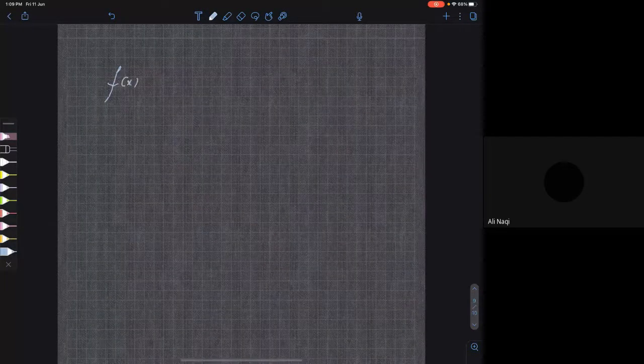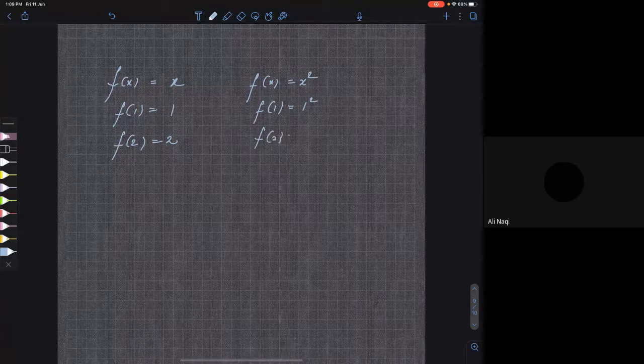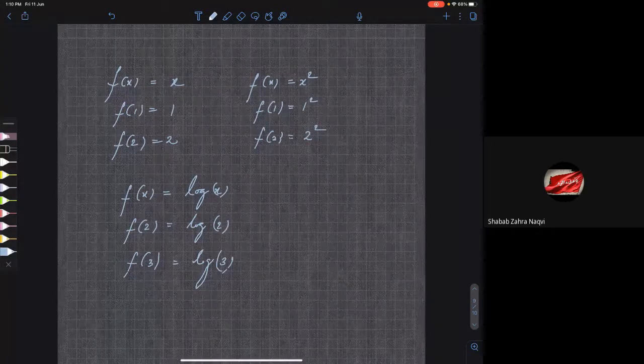See, let me write down here. If f of x is equal to x, f of 1 will be equal to 1. f of 2 will be equal to 2. Are you getting my point? Yes, sir. Now, if f of x is equal to x square, then f of 1 will be equal to 1 square. f of 2 will be equal to 2 square. If f of x is equal to log x, then f of 2 is equal to log 2. f of 3 is equal to log 3. Clear?